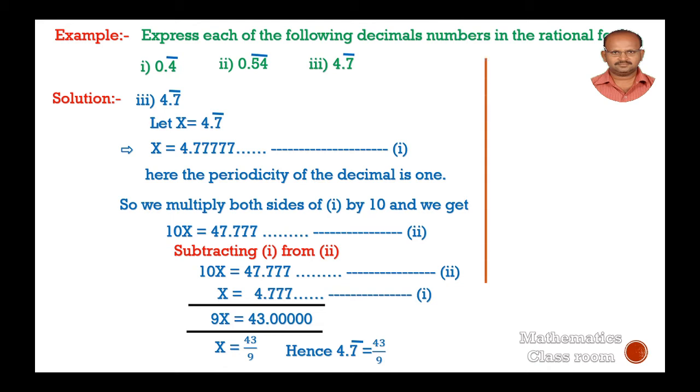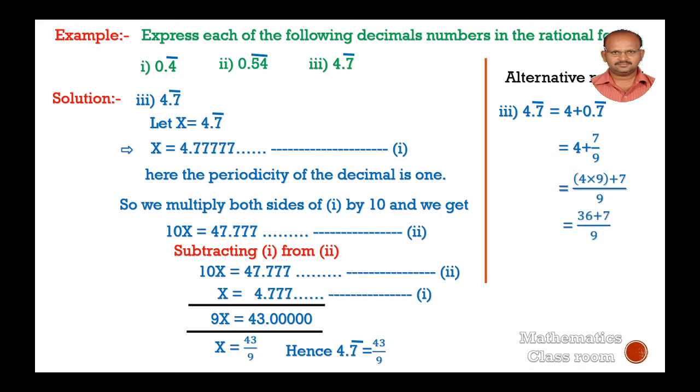Going to the alternate method. 4.7 bar is equal to 4 plus 0.7 bar. 0.7 bar is nothing but 7 by 9. Then the LCM of 1 and 9 is 9. 4 nines are 36, plus 7, that means 43 by 9. Here both answers are equal.